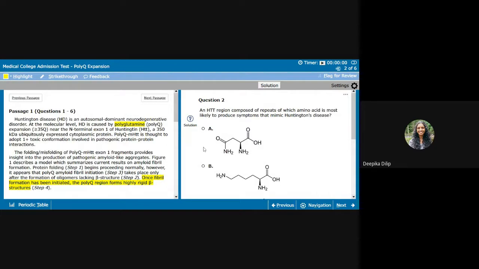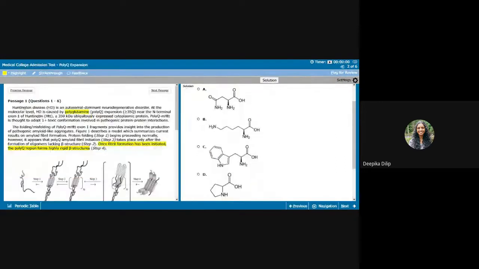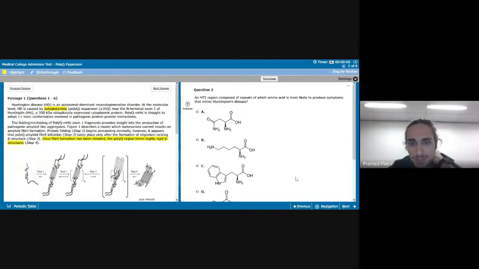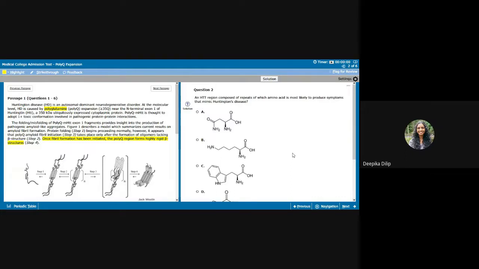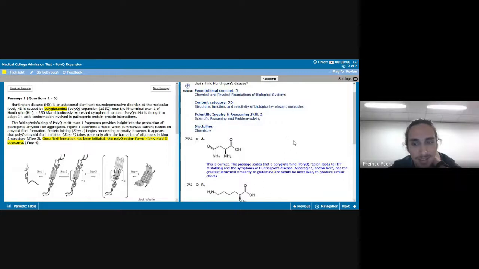Which amino acid mimics Huntington's? The only thing really mentioned here is glutamine. A is asparagine. B is lysine. That's tryptophan. Wait, I don't think I read the question properly. Oh, mimics. Okay, so my guess is... Can I go to D one more time? I think it's A. Here you go.